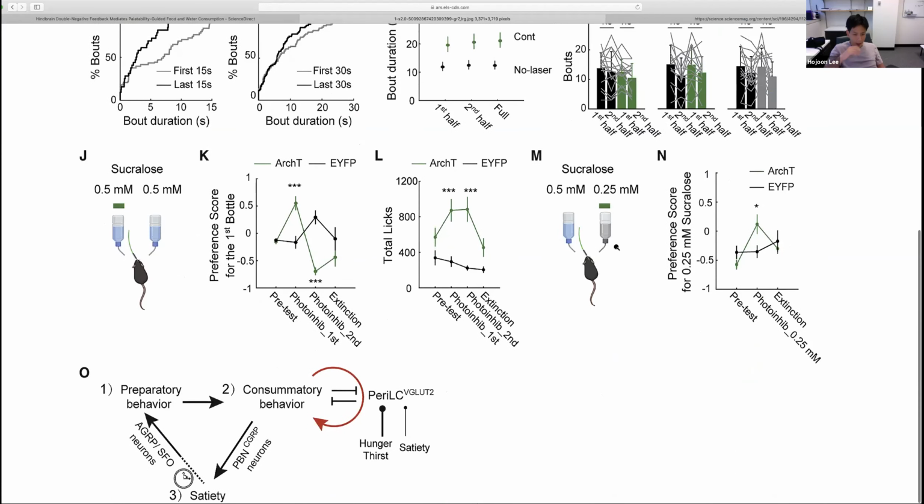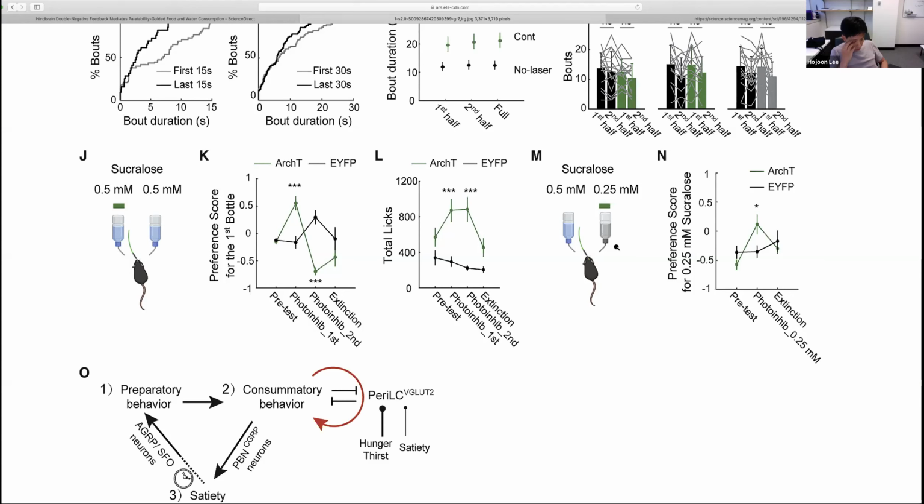What happens here? I didn't look at this carefully. The J to N. Can somebody explain J to N? They have this artificial sweetener or no sweetener. It's a sweetener, but doesn't have caloric content, right? Yeah. And then you have 2 bottles. One of them paired with the light inhibition. If we predict from what we know before, it should increase the intake from the bottle that's paired with the light.